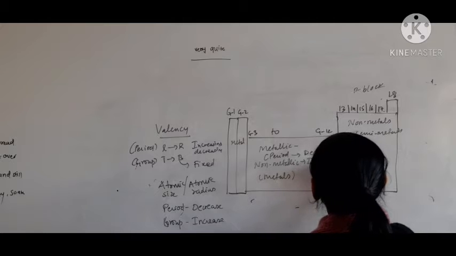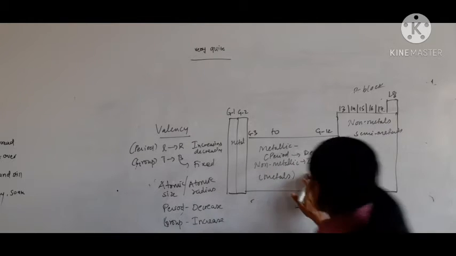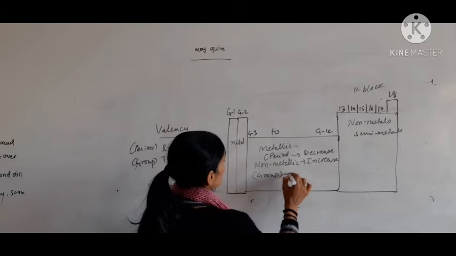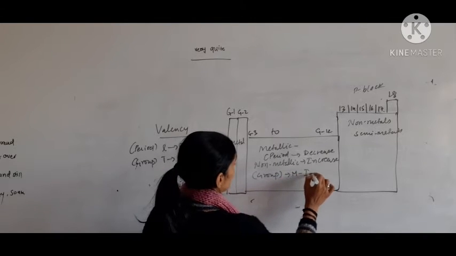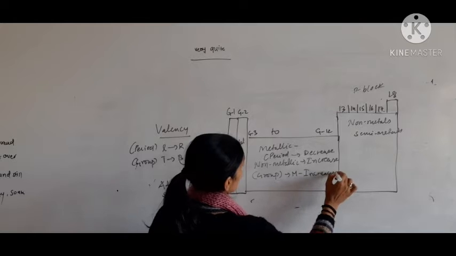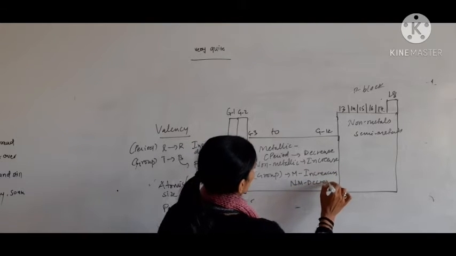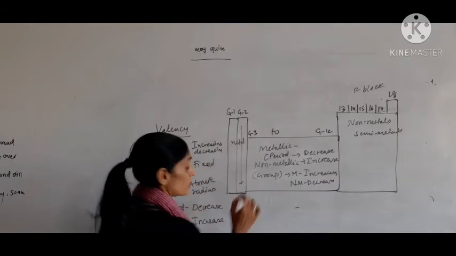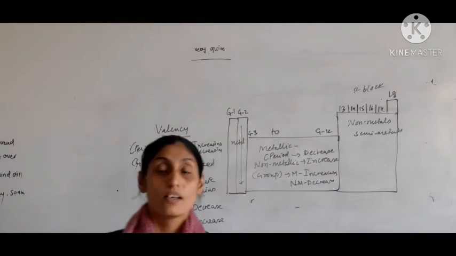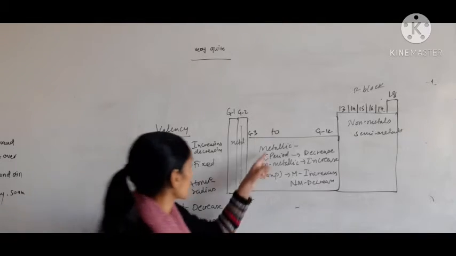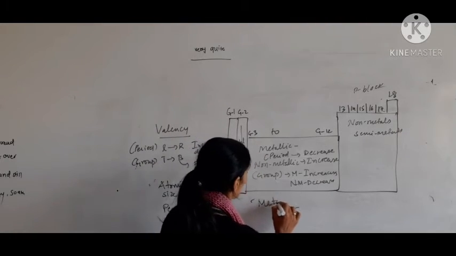Non-metallic character जैसे जैसे जाएंगे बढ़ता जाएगा. When we talked about the group, the metallic character increases and non-metallic character decreases. जैसे जैसे हम ऊपर से when we are moving down the group, metallic character increases and non-metallic character decreases. Now lastly, when we talked about the oxide, metals are always forming basic oxides.